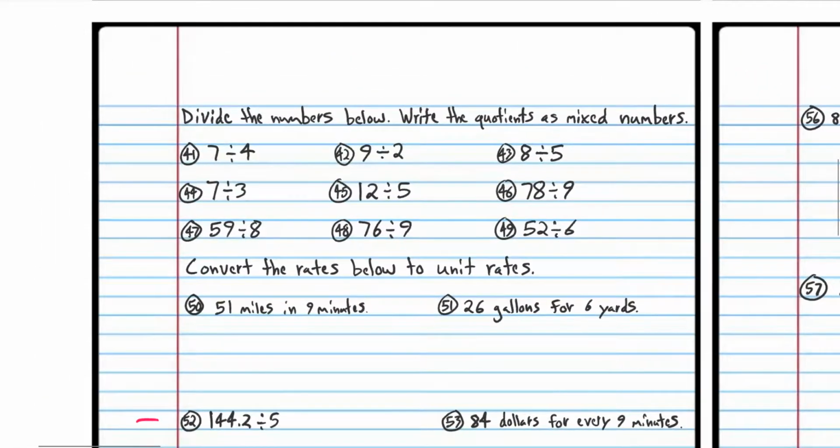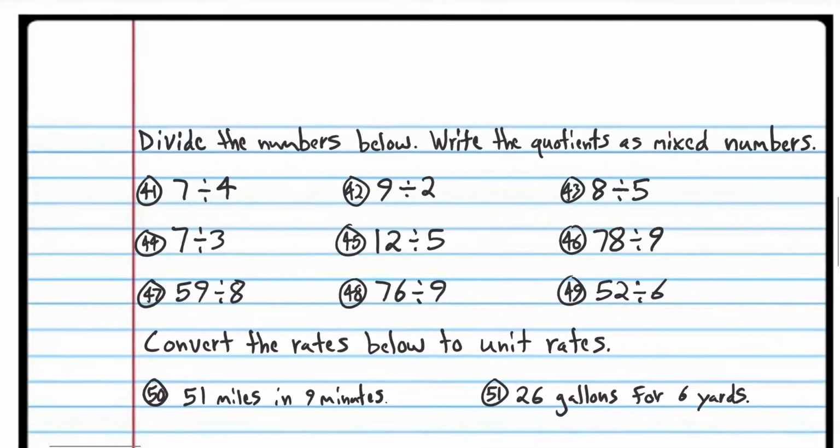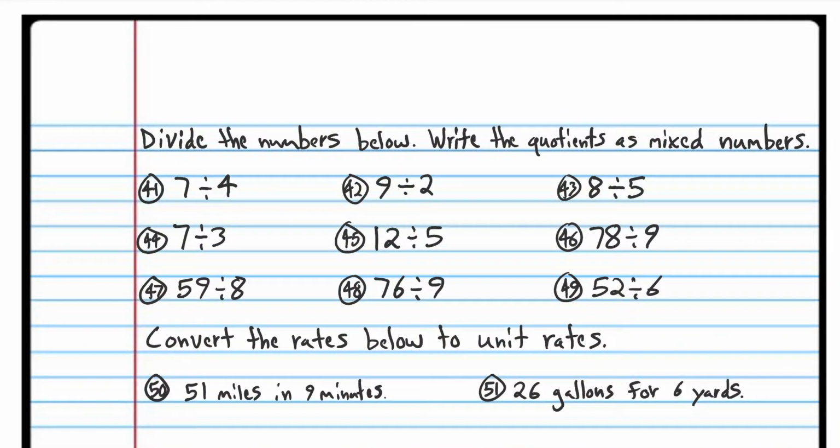We're going to learn how to write quotients as mixed numbers. This is something that I didn't really go over much, and so I'm covering it now. It says here, divide the numbers below, write the quotients as mixed numbers. So let me explain what's going on here.